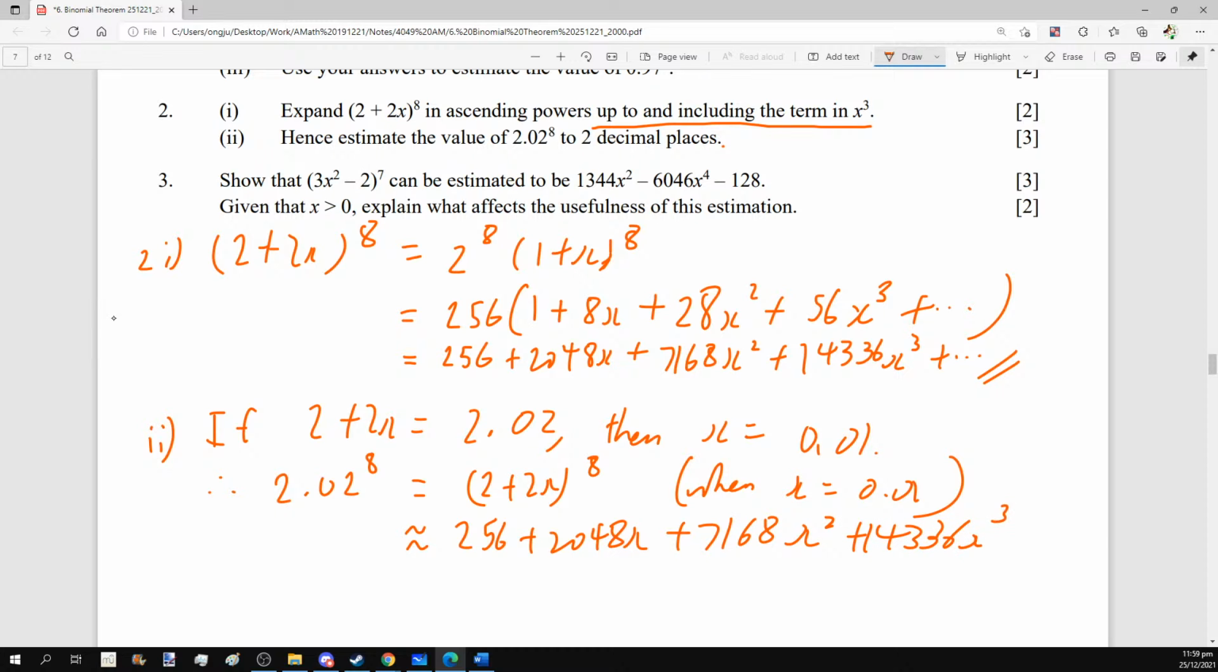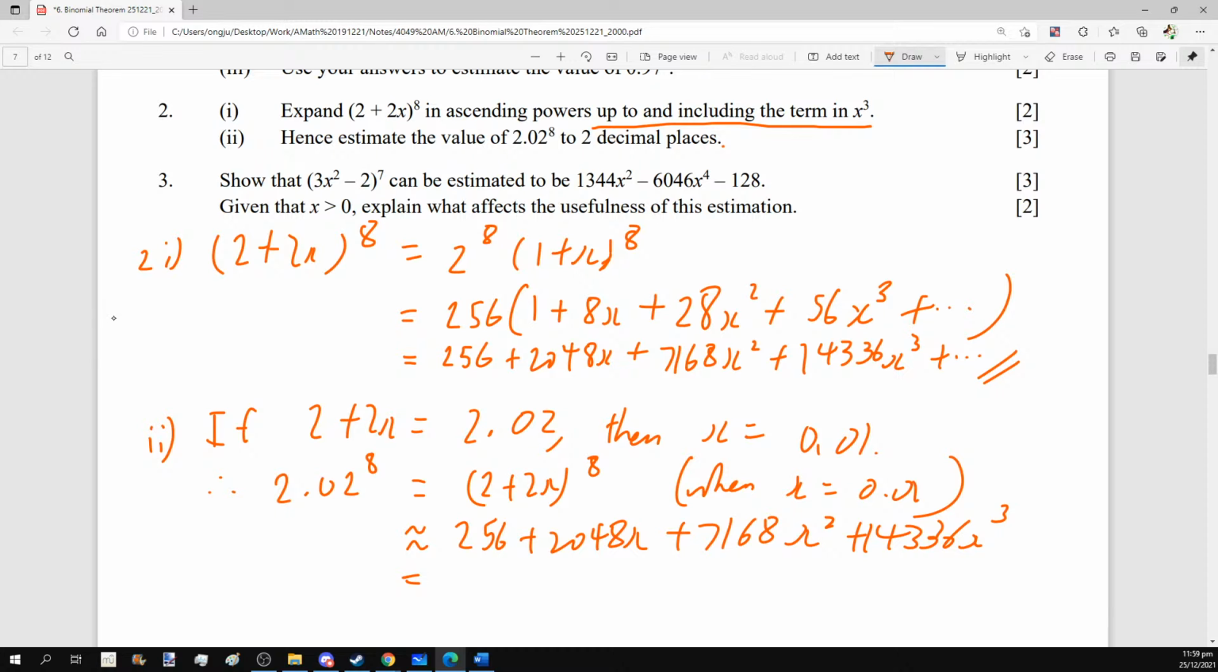Our answer in part 1 without the ellipses. That's why I use the estimation symbol, because this time round, we decided that everything after x power 3 is irrelevant. So I'm not even going to write it in this time. I'm just going to cancel it. And I'm going to say, okay, this isn't the perfect answer. This is an estimate.